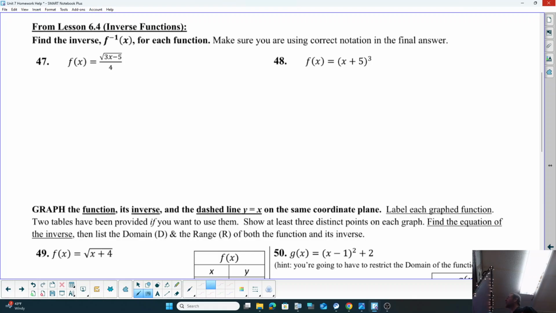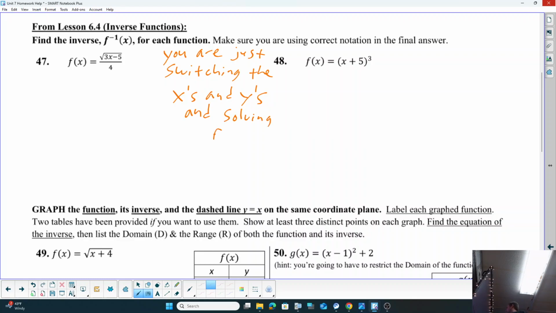Come on. So now inverse. So to find the inverse, you are just switching the x's and y's and solving for y.